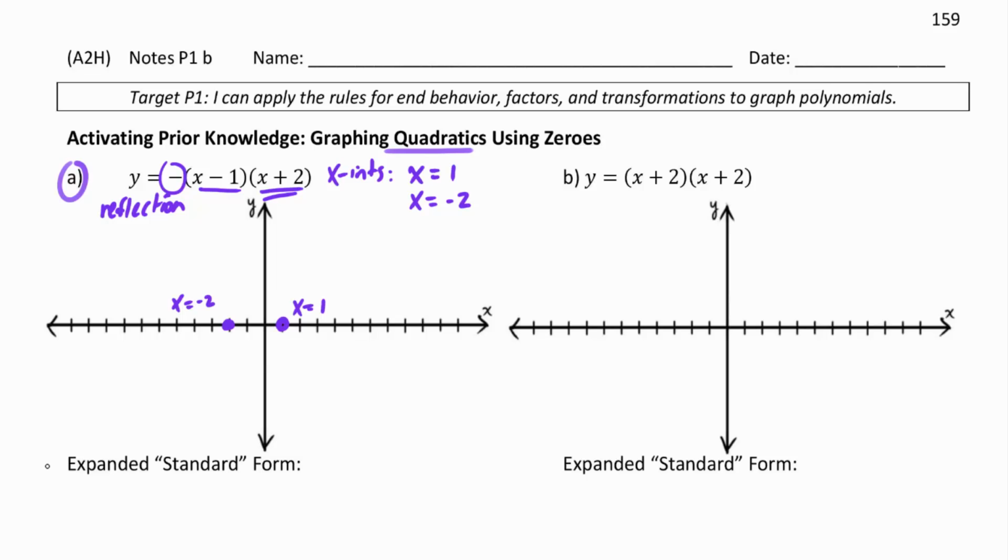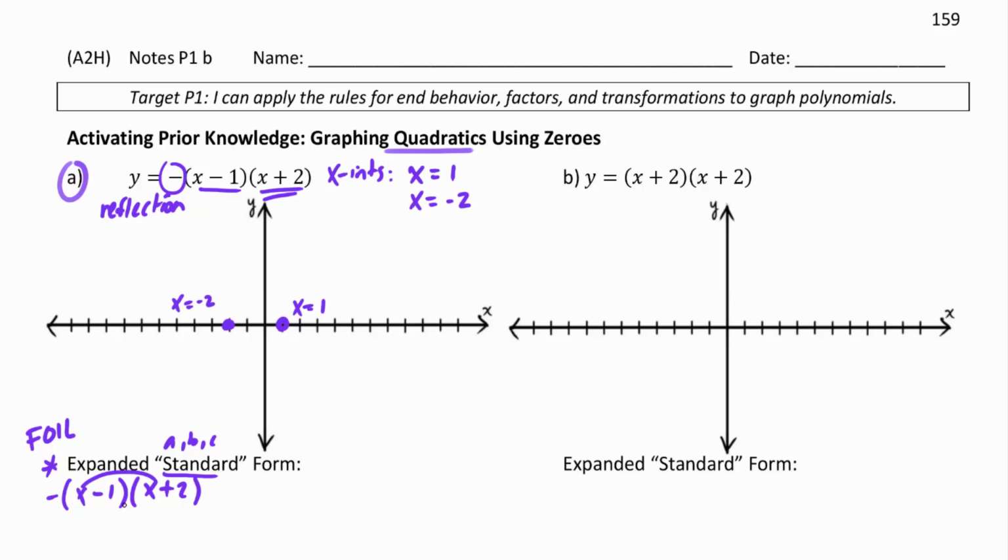So down below, you'll notice I have a little space for expanded form. Expanded standard form, which is the ABC format, is pretty easy to get to when you're dealing with quadratics or just two factor chunks. All you have to do is FOIL. Double distribute those groups together. So I have x minus 1, and then I have x plus 2 with a negative in front.